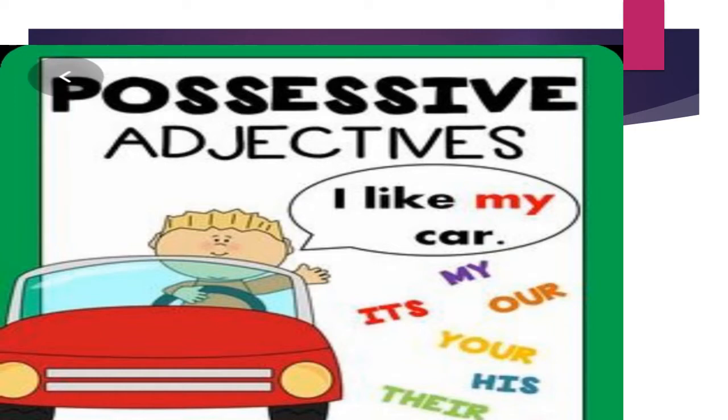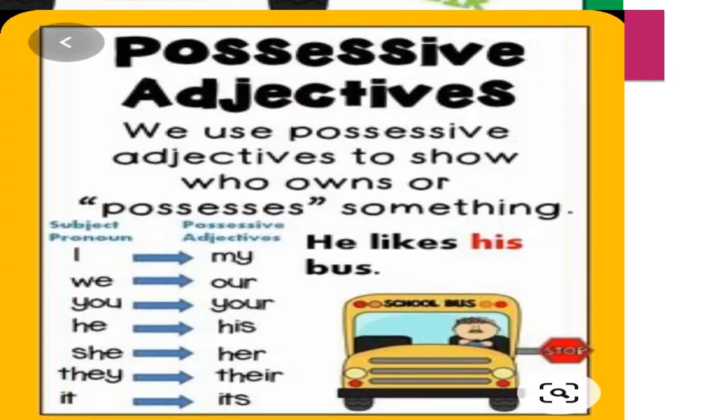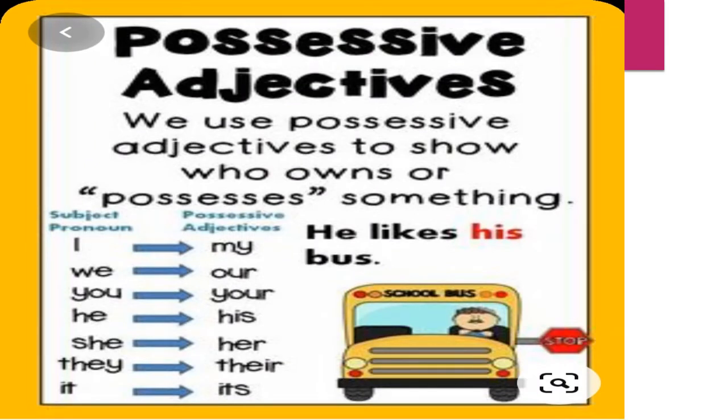Okay, so we have here the other possessive adjectives, which are my, its, our, your, his, her, their. So if the thing belongs to me, I'm going to say my. Now we have here a very small explanation that defines what a possessive adjective is. We use possessive adjectives to show who owns or possesses something.